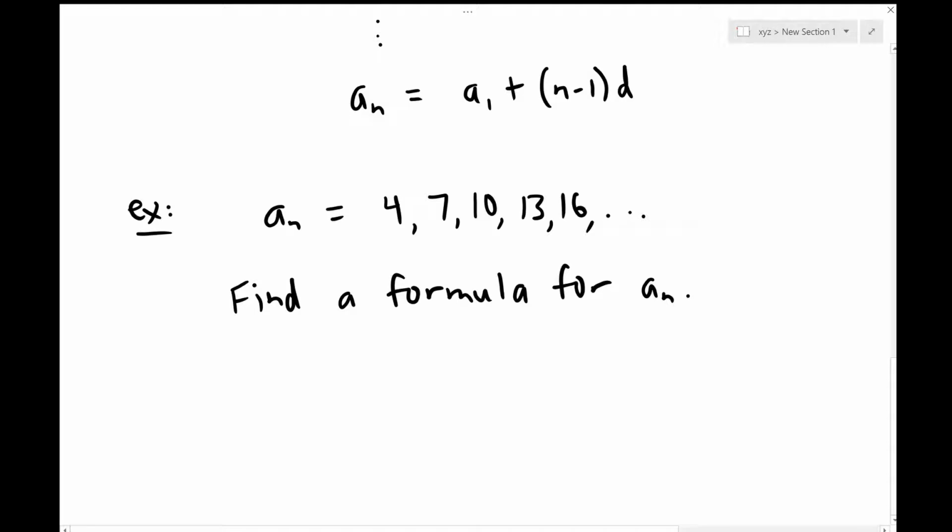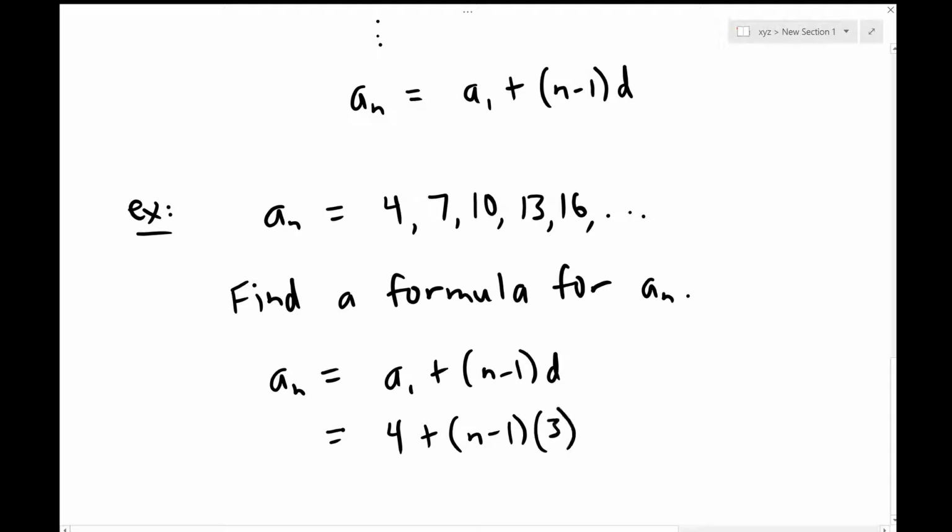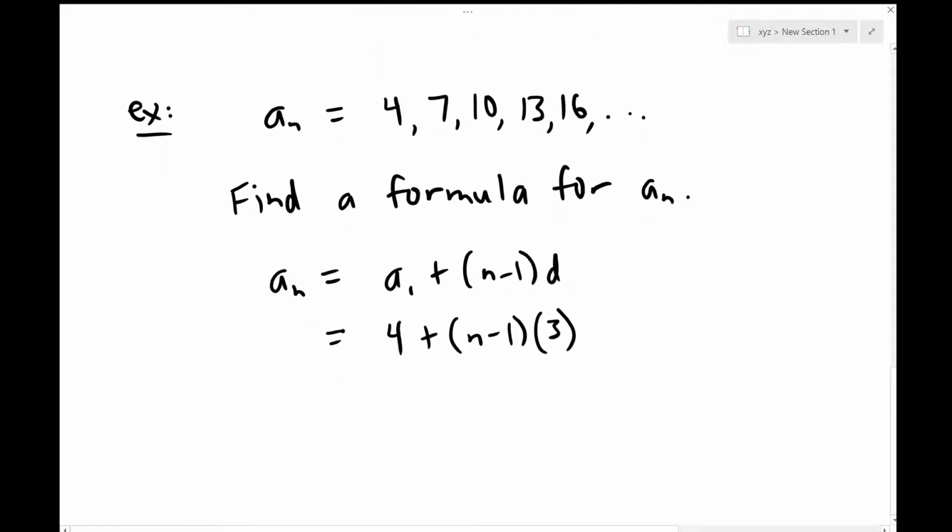Since we've already decided that it's arithmetic, we can use our formula, a sub 1 plus n minus 1 times d. And so we simply have to plug the information in. The first term, of course, is 4, just looking at the terms as they're listed. So I plug that in for a sub 1, and then we'll have n minus 1 times d. Well, d, we pointed out a moment ago, was 3.